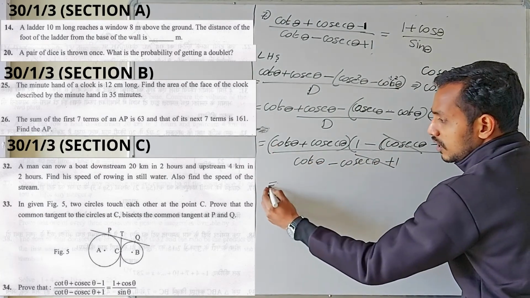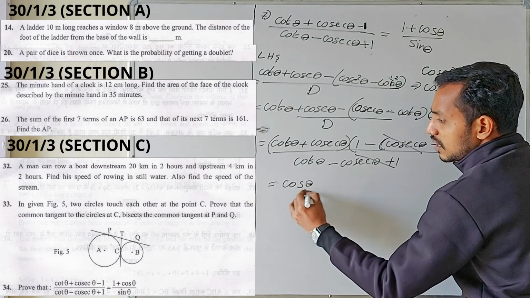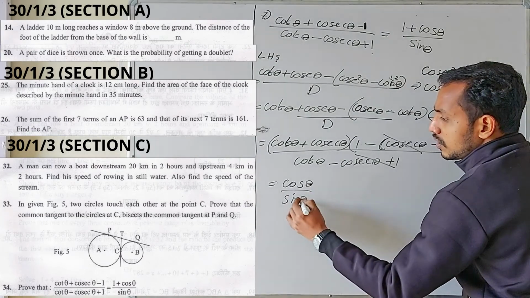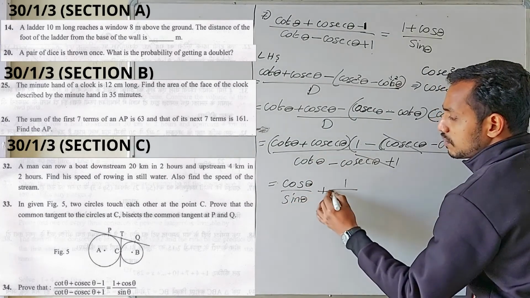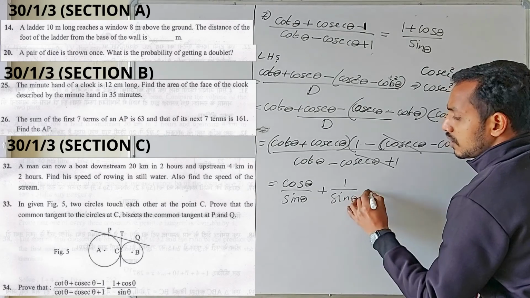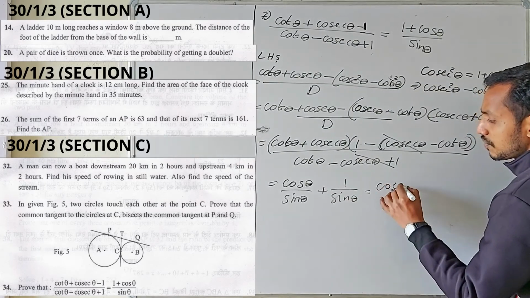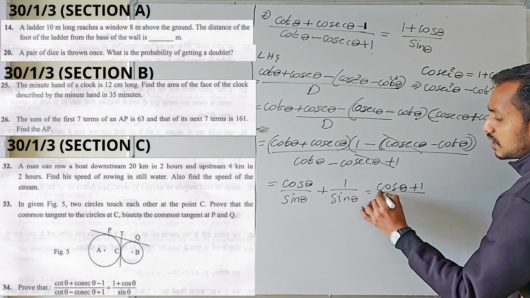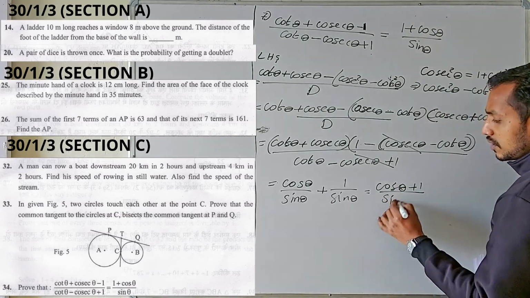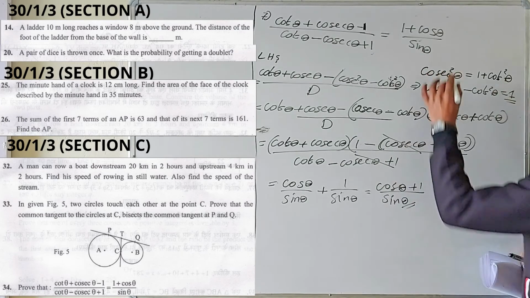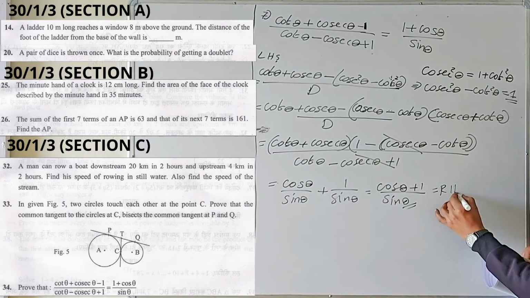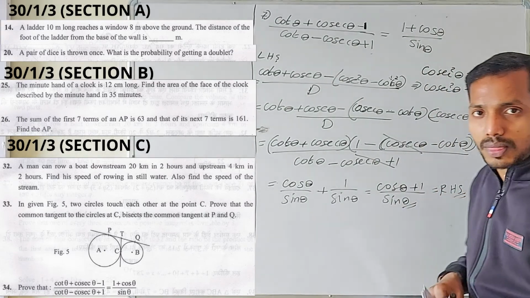We will get this one. What is cot theta? Cot theta is equal to cos theta by sin theta, plus what is cosec theta? 1 by sin theta. The denominator is the same, so just add the numerators. We will get cos theta plus 1 divided by sin theta, which is equal to the RHS. Hence it is proved. Clear?